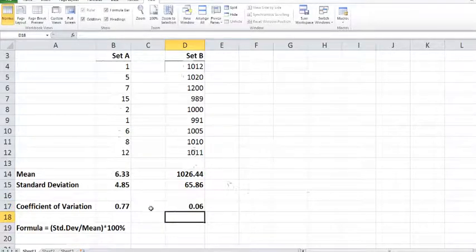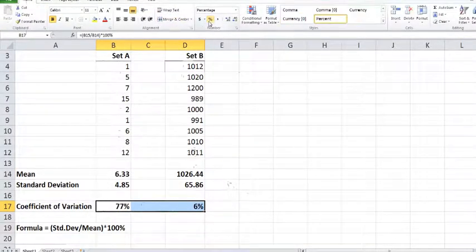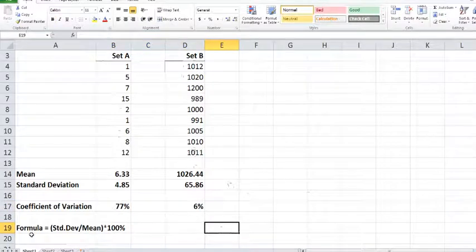Now the only thing left to do is I'm going to highlight both of these cells and format them as percentages. So now if we take a look, and here's the formula at the bottom in case you missed it. Now if we look at it, the coefficient of variation for set A is 77%. If you look at it, the standard deviation is only 4.85, but compare that to a mean of 6.33, that's a lot of variation. Whereas set B has a standard deviation of 65.86, which seems like a lot, but if you look at the mean is over 1,000, 65 really isn't all that much. So the coefficient of variation gives us a good way to compare non-standardized data by looking at the variation as a percent.